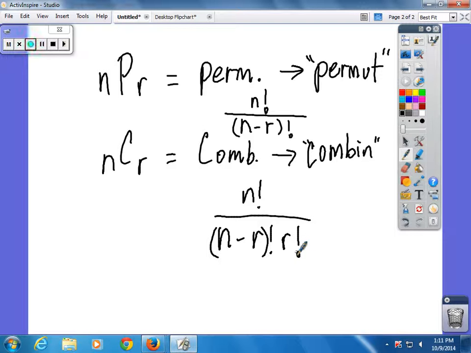Now again, I really don't want you to do it by hand, because honestly, with some of the big numbers, you're talking 30 and 40 factorial, that'd be 30 times 29 times, and that's just a pain.